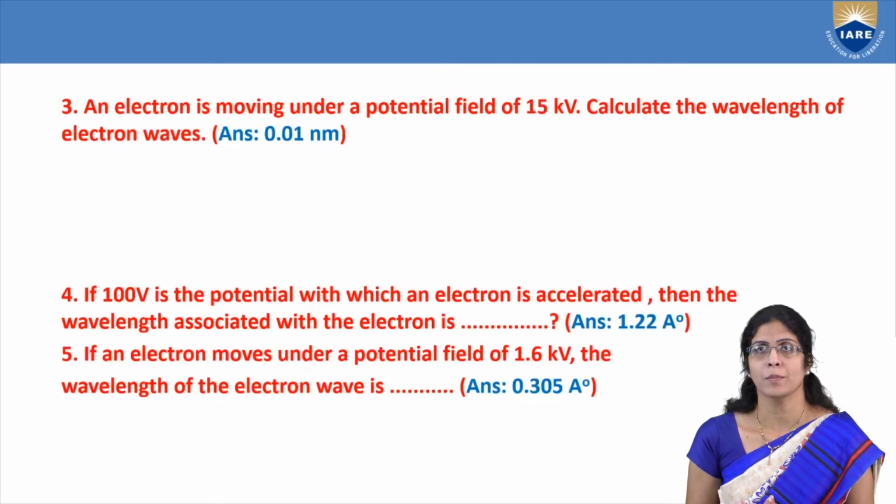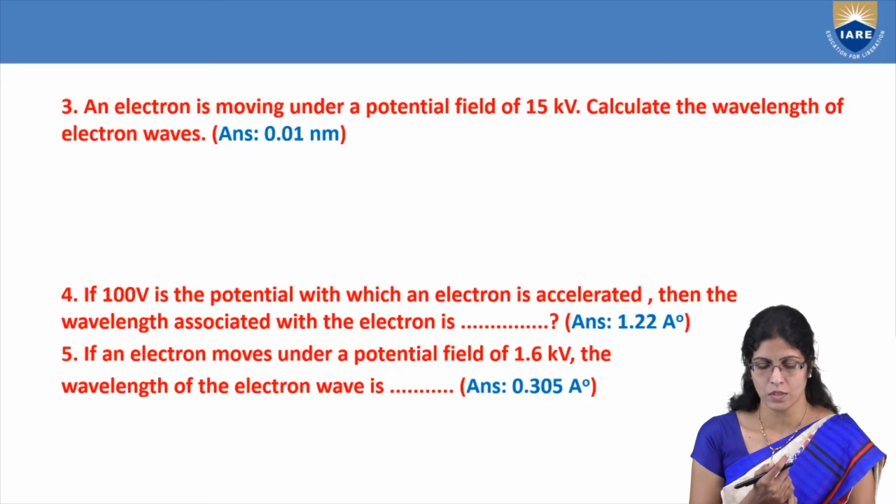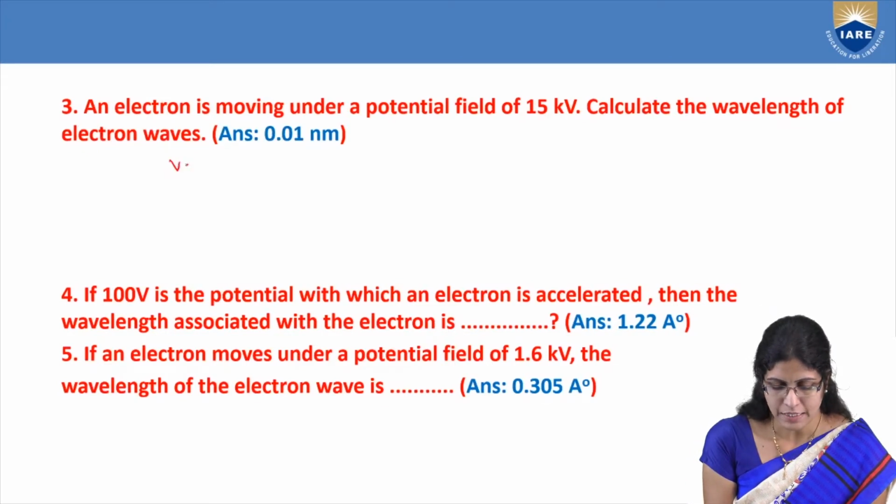Next, third problem. An electron is moving under a potential field of 15 kilovolt. So the potential is given as 15 kilovolt.